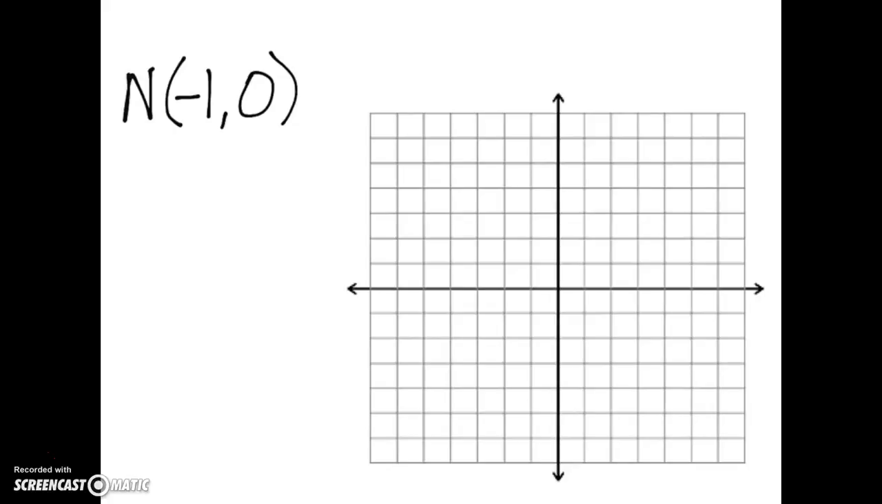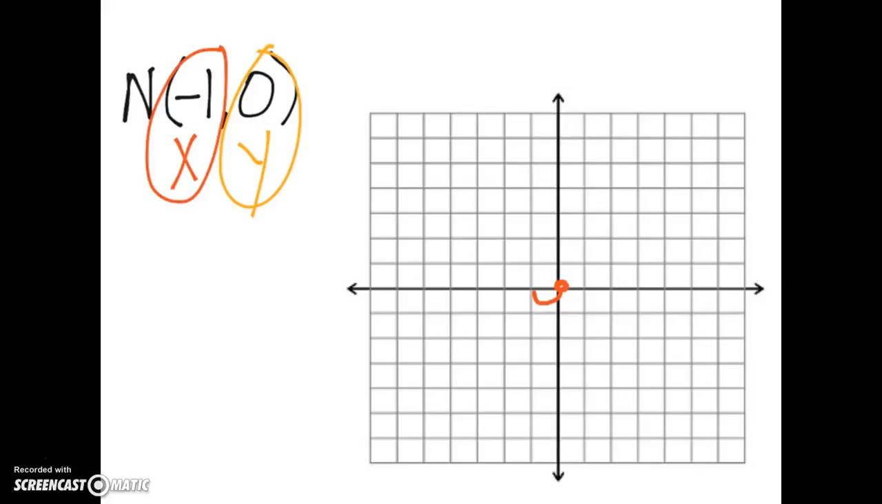All right, here we have -1, 0. Okay, so on this one, we'll start with our x value, which is -1. And so we're going to go back one space. Again, we're starting here at the origin. So we go back one, and then we go up 0. Our y value is 0. That means you don't move. So you stay still if the value is 0.